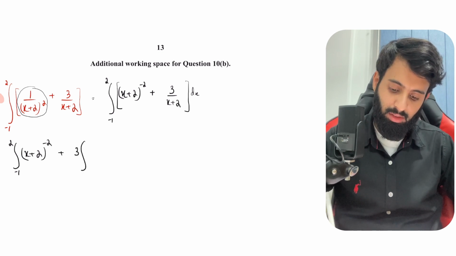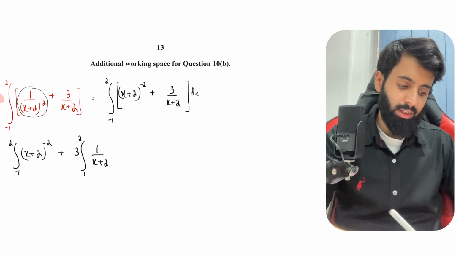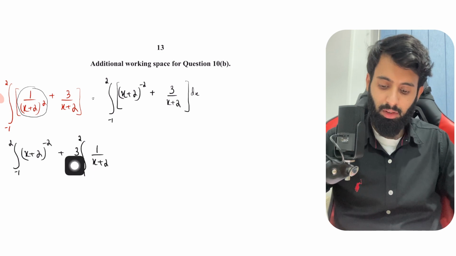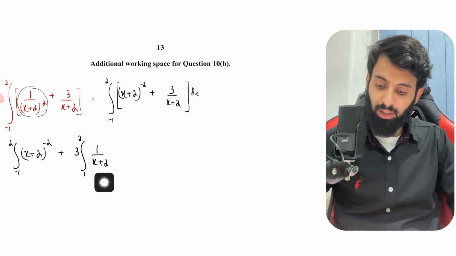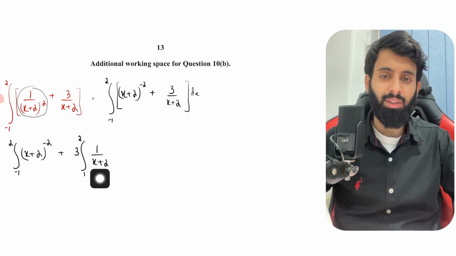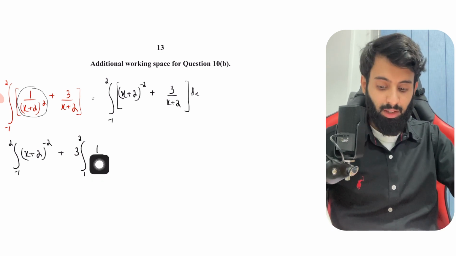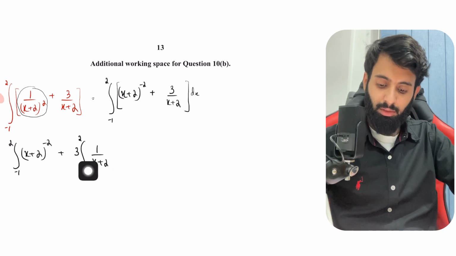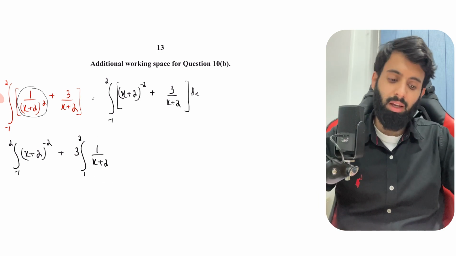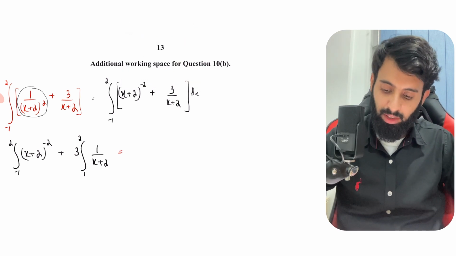Now, I'm taking this 3 outside for reasons that I'll explain in a bit: 1 over x plus 2. First of all, understand that it's the same thing whether I write the 3 here or outside. The reason I've taken it outside is so that the integration of 1 over x plus 2 will lead to ln, because the differential of x plus 2 is 1, and that's already present in the numerator. So the integral of this would just be ln of x plus 2. Now we are integrating it.